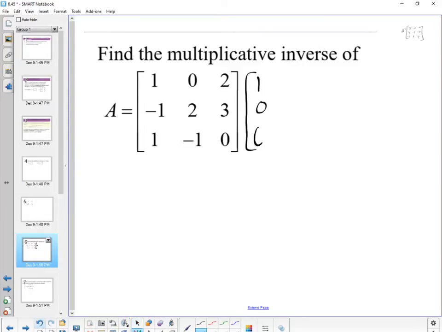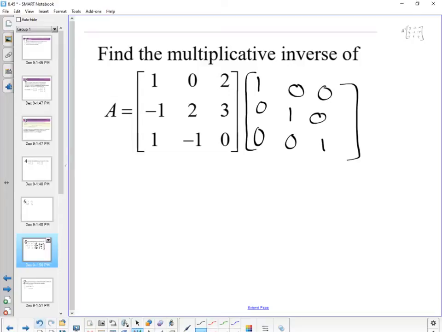So here's what I want to do. 1, 0, 0, 0, 1, 0, 0, 0, 1. And then we're just going to go through a series of row operations. What we want to do is we want the left side to look like the right side. We don't care what happens at the end because at the end the right side ends up being the inverse matrix. So we're already in a good spot, right?